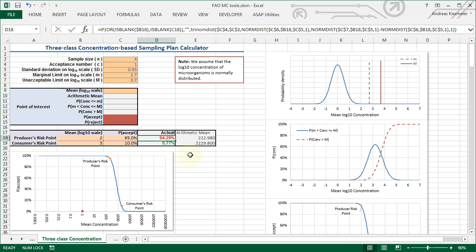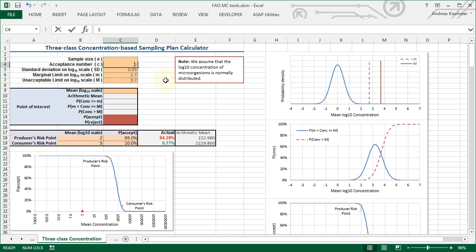Alternatively, if these two probabilities were in fact further apart, or if you really want the actual probability to be greater than 95%, then what you would have to do is increase the acceptance number to 2, which will shift the OC curve to the right, and while the producer's risk point is now met, the consumer's risk point is no longer met. So again, a very similar process as we had for the 2-class plan.